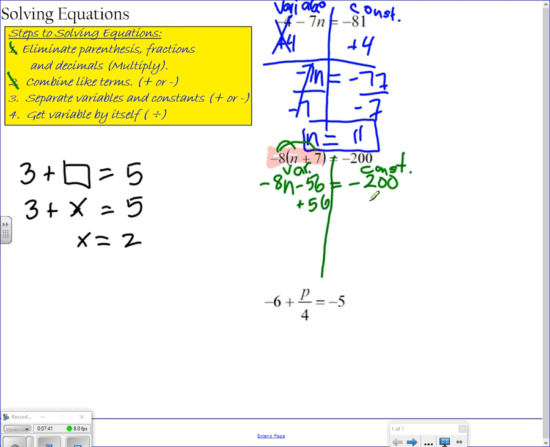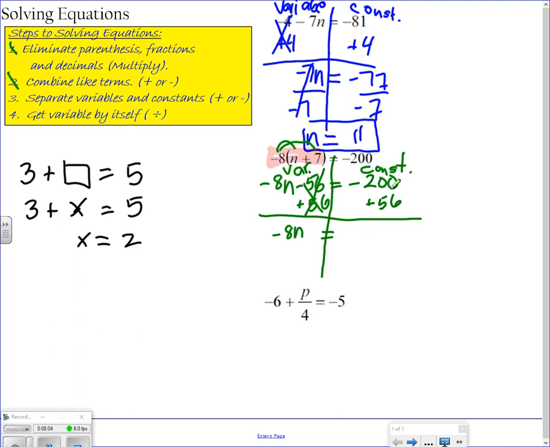And when you do it to one side, you must do it to the other side. Now, these will cancel because they're opposites. So you have negative 8n left on the left. The right side is negative 200 plus 56.